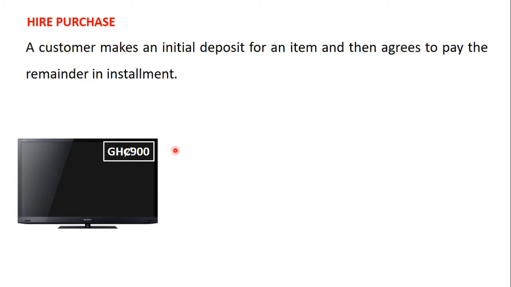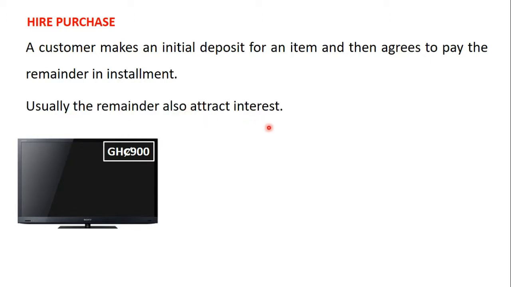Now, because the customer is not paying for the full price of the item at a go, the shop usually charges an interest on the remainder. So usually the remainder also attracts interest. So for hire purchase, the customer will make an initial deposit for the item and then pay the remainder in installments or in parts. The shop will charge interest on the remainder.